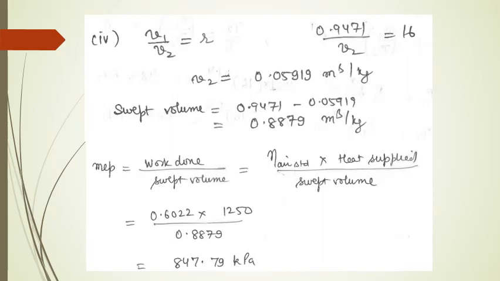As we know the compression ratio is 16, and the compression ratio r is equal to V1 upon V2, so the value of V2 comes out to be 0.05919 meter cube per kg. And with this the swept volume V1 minus V2 comes out to be 0.8879 meter cube per kg. Mean effective pressure, which is equal to work done upon swept volume, is found to be 847.79 kilopascal, where we have substituted the work done equal to air standard efficiency into heat supplied.